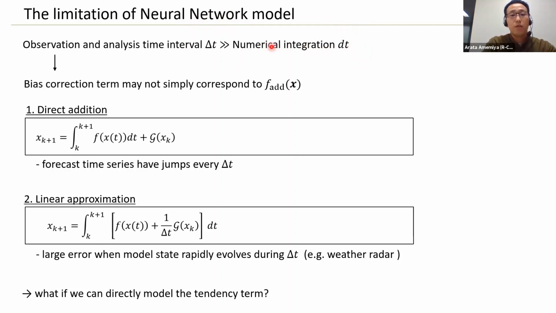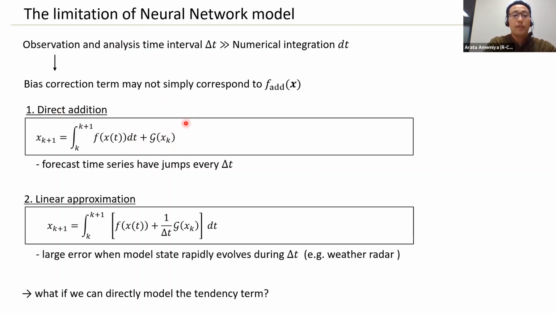So in those cases, the estimated bias correction term may not simply correspond to the missing term in the original equation. There are two ways of applying the bias correction to the forecast model, but in both ways there is a limitation. The first way is direct addition. We can directly add the bias correction term to the forecast every delta T. But this causes jumps in the forecast time series every delta T.